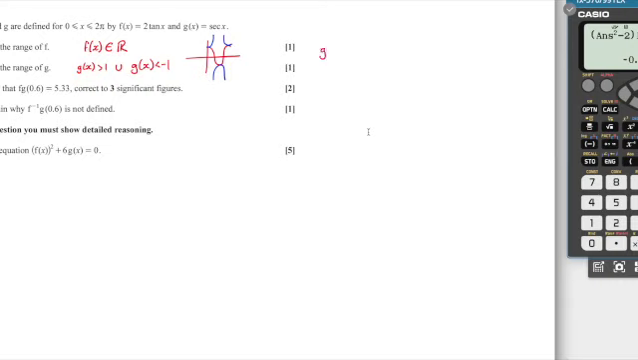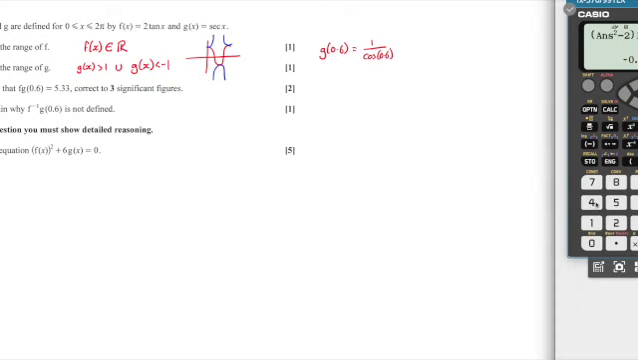So g of 0.6 is 1 over cos of 0.6. So let's make sure we are in radians. We are. I can see the little r on my calculator, and I'm going to have 1 over cos of 0.6. So that gives me that.